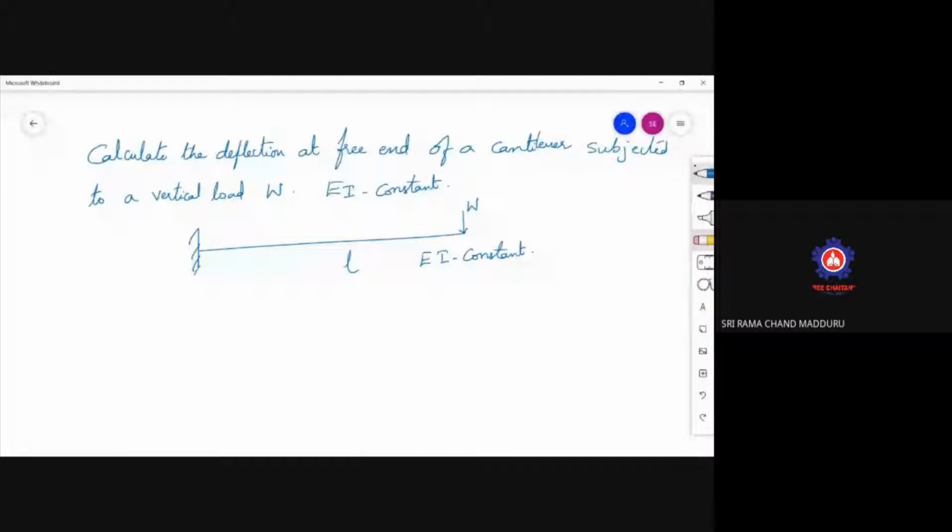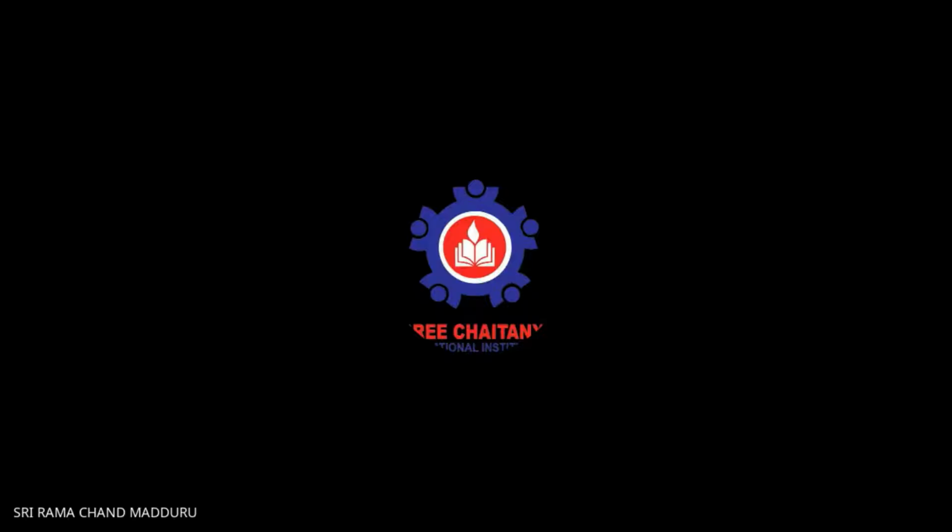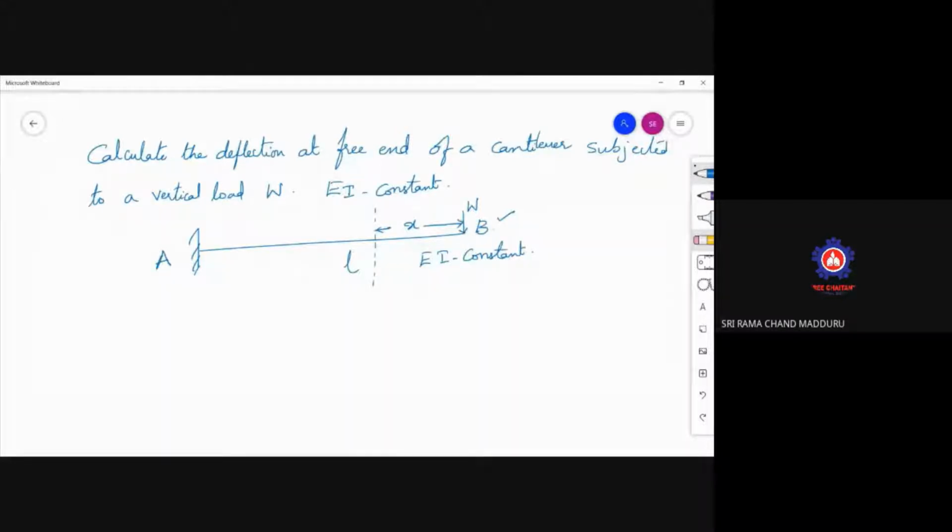So using our strain energy concept, we need to get the deflection at the free end. This is the concept of bending. Hence, strain energy due to bending is to be observed. If you consider this is the entire portion, take B as the origin. If you cut a section at a distance of x from B, take the free body diagram towards the right side.